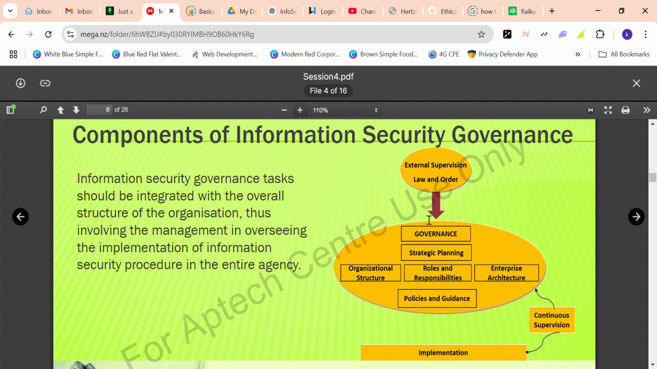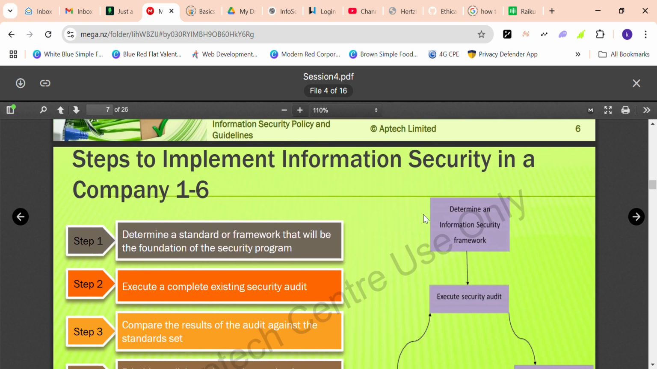Now, these are the steps to implement information security in an organization or a company. Step 1, determine a standard or framework that will be the foundation of the security program. Is it NIST you are using? Is it COBIT? Is it ISO? Which one are you using? Or the one provided by the local country law. So you have to pick a framework or standard that we use.